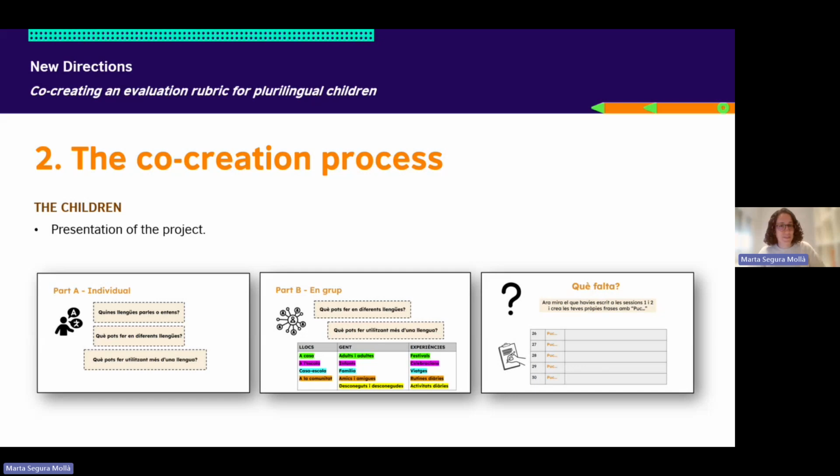Okay, and then after this session with the parents, we worked with the children. So we followed kind of a similar structure, but as mentioned before, we broke it up into several shorter sessions, not to overwhelm them as well. So we started by presenting the project, and then we did some of the same activities we had done with the teachers and the parents. So we started by reflecting about languages they spoke, things they did in different cultures, and then we moved on to the descriptors.